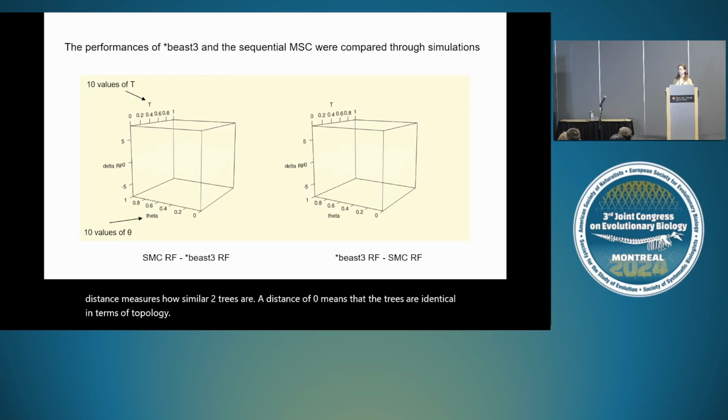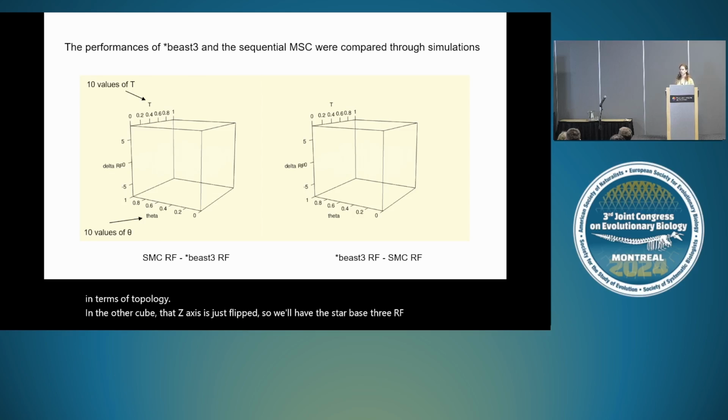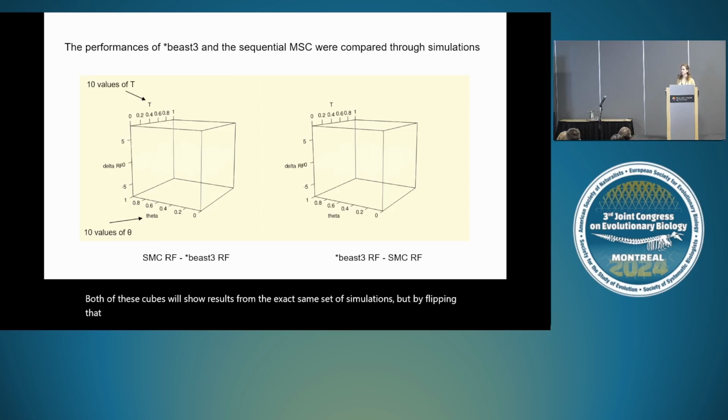In the other cube, that z-axis is just flipped, so we'll have the StarBeast 3 RF distance minus the SMC RF distance. Both of these cubes will show results from the exact same set of simulations, but by flipping that axis, we'll be able to see both sides of the plane of simulations.